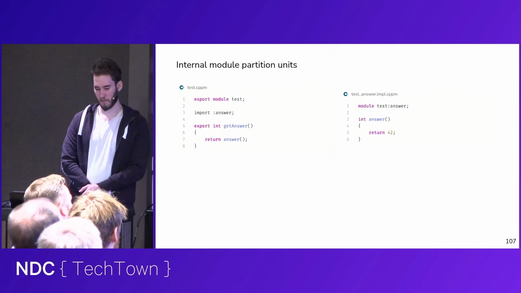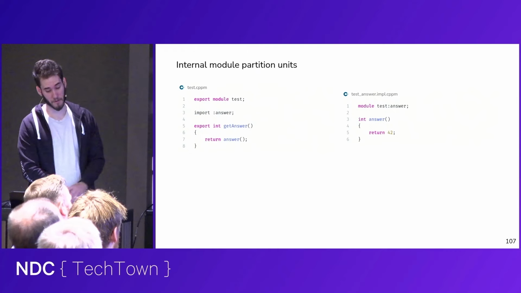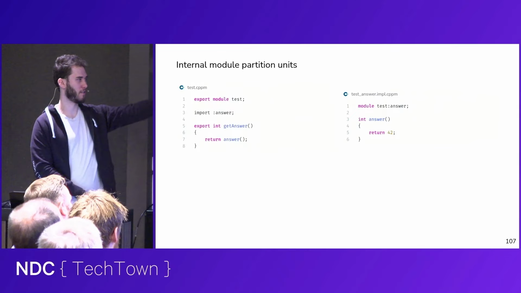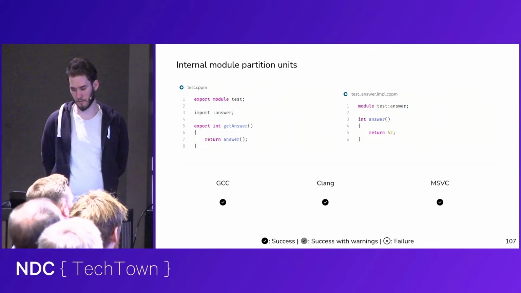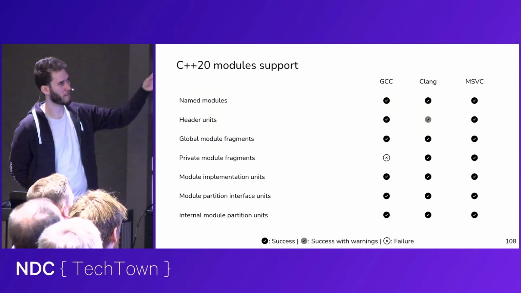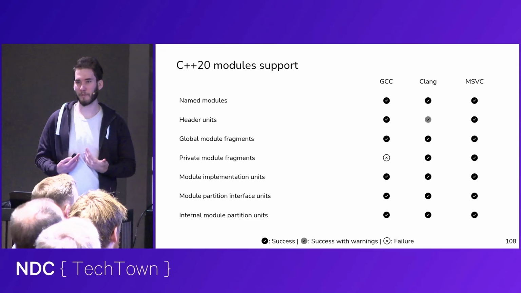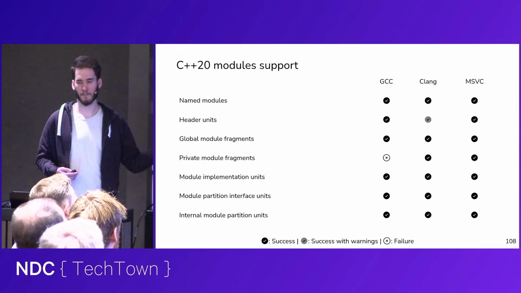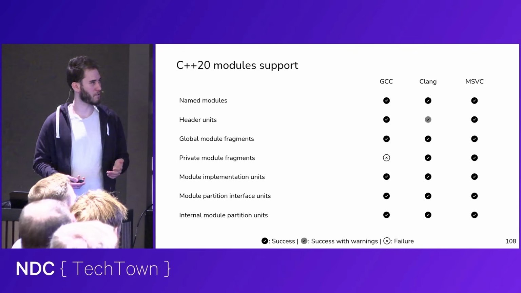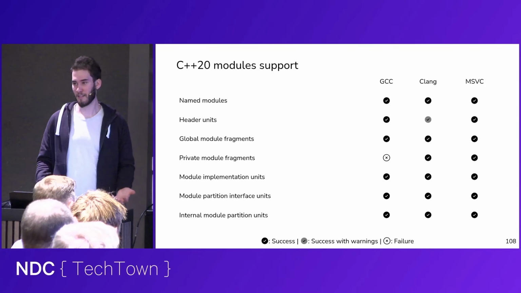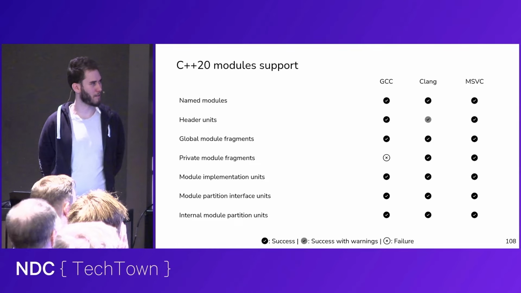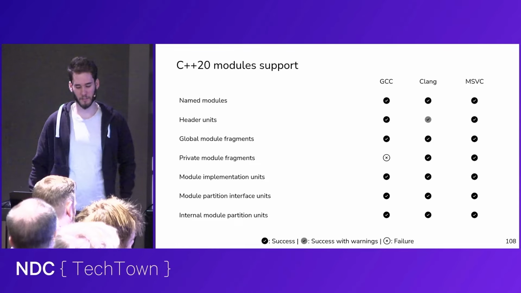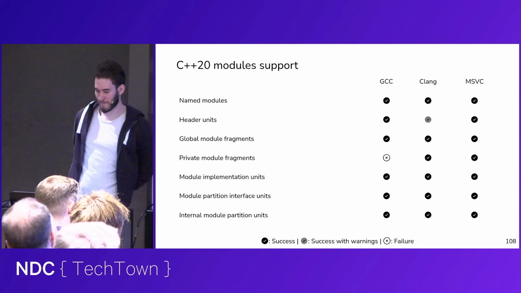Internal module partitions also work as you would expect. So if you have this answer function that is a helper and gets utilized by this exported function, every compiler is able to do it. So we get a picture that looks something like this. That's way more descriptive, in my opinion, than what cppreference shows you. And it shows that modules are almost there. Most of the things can be utilized. So it seems like a bit of fear-mongering to say that everything is just partially supported.